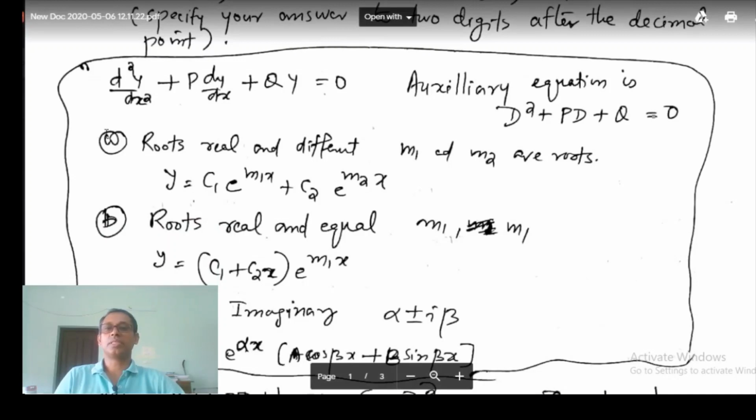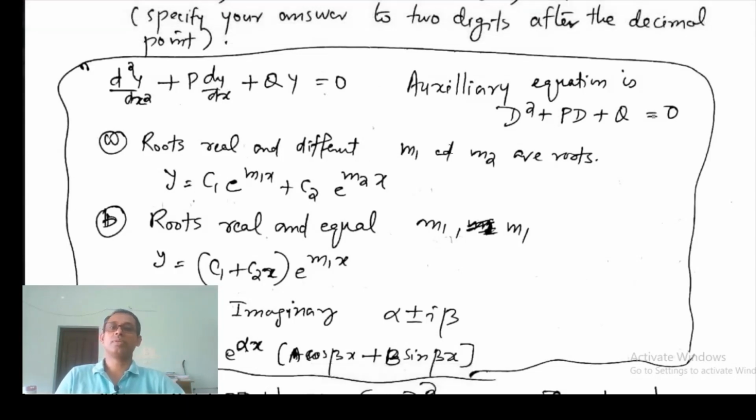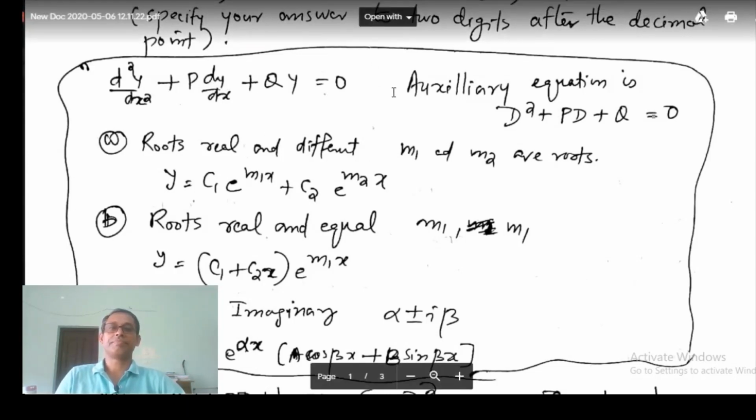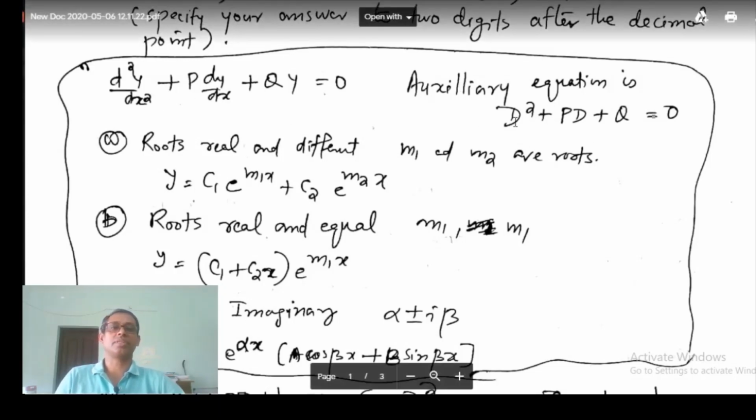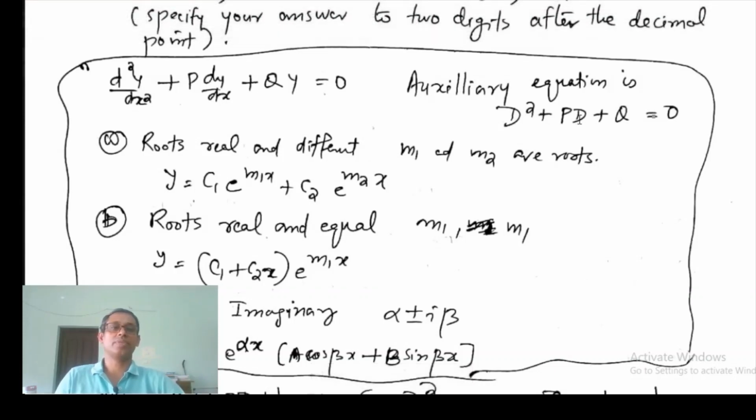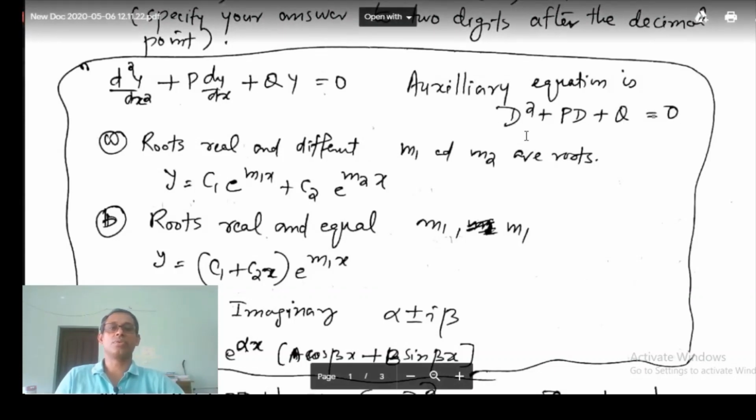Now we consider the general one, d square y by dx square + p dy by dx + qy = 0. The auxiliary equation corresponding to this differential equation is D square + pD + q = 0, where D stands for the first order derivative, D square for the second order derivative. So this is the auxiliary equation.